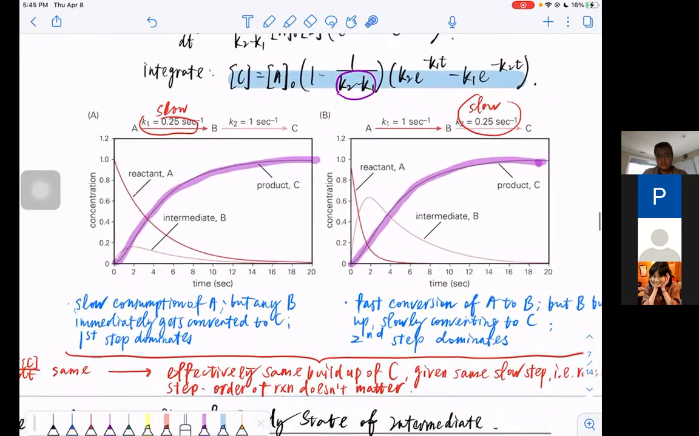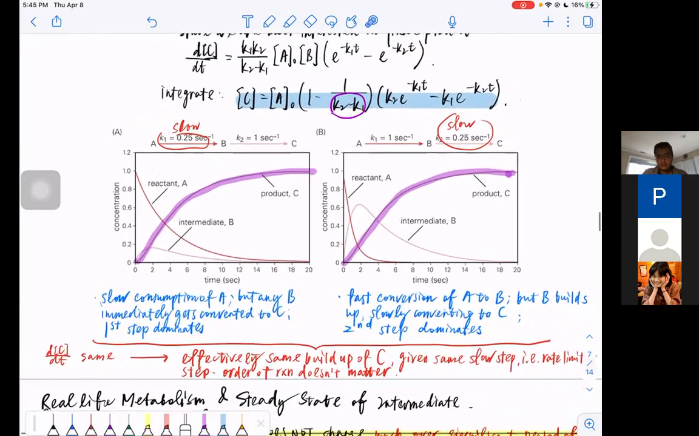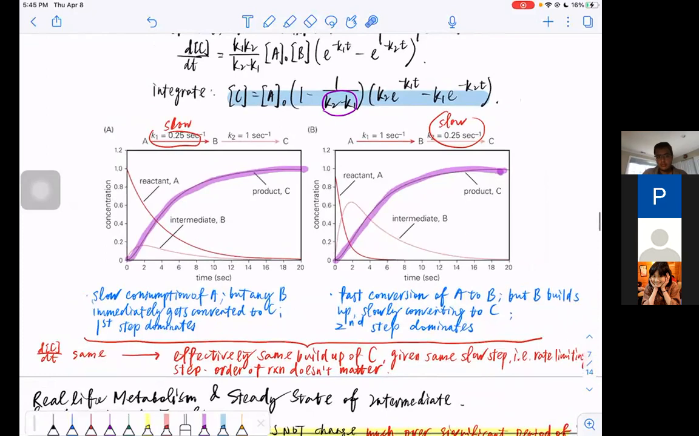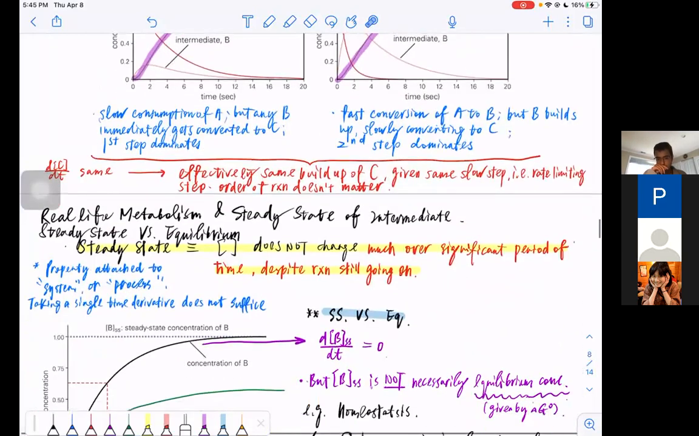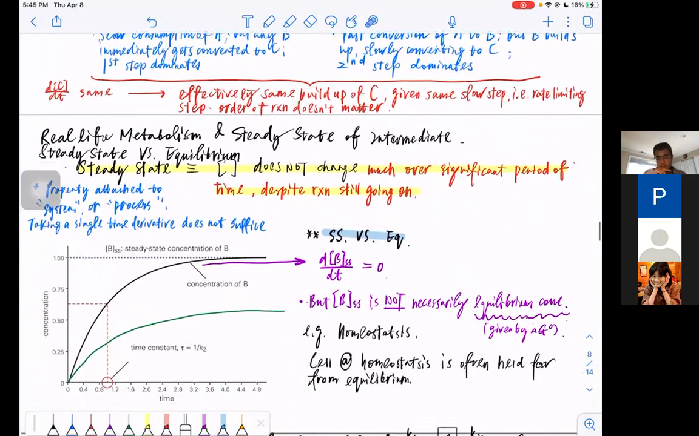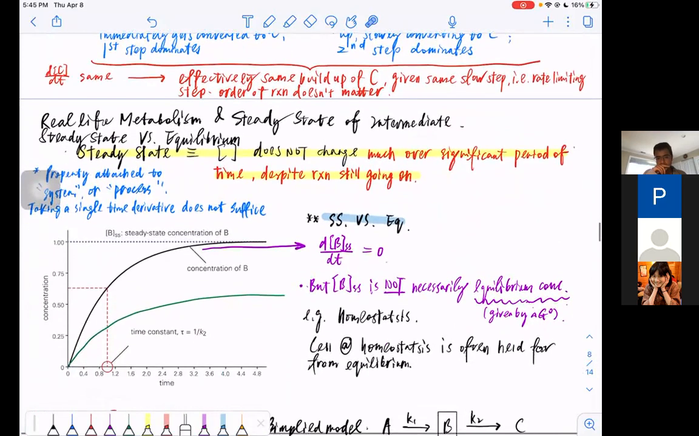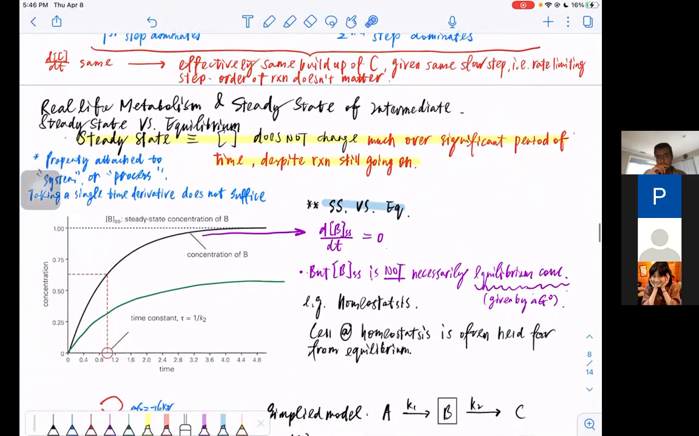Okay, but without doing any math, I want you to remember this very important concept of rate limiting step, which is the slow step in a reaction that will determine the overall kinetics of the reaction. Slow step dominance. That's what I want to say.